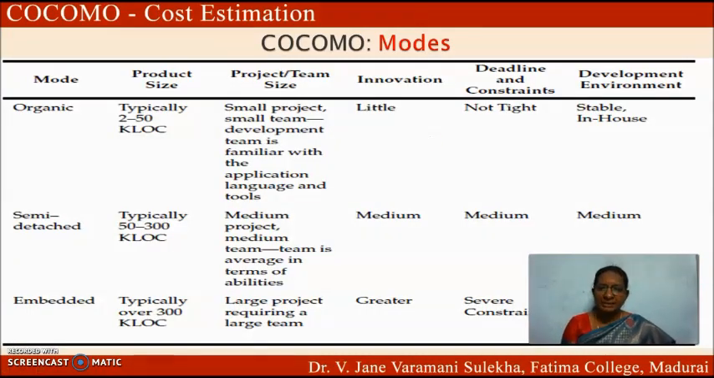So this is the comparison of three modes. First, organic mode. The product size can be from 2 to 50 KLOC and it's a small project. A little bit of innovation is needed and the deadline and constraints are not tight. And the development environment is stable. Semi-detached. It is about 50 to 300 KLOC and it's a medium project. Medium innovation is needed and deadline and constraints are also medium. Then development environment is also medium.